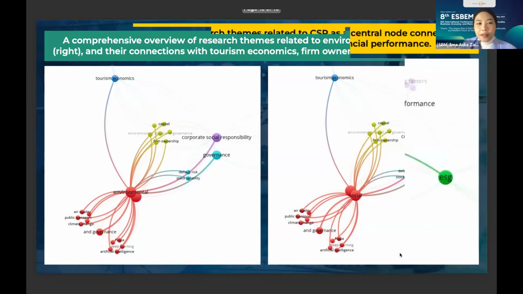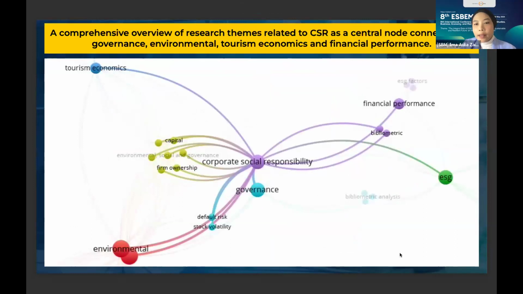Next, please. Okay, so this is a comprehensive overview of research themes related to CSR as a central node that connects governance, environmental, tourism economics, and financial performance. So this illustrates the interconnectedness. As you can see here, CSR is the central theme, shown as the largest and most connected node, and it links to multiple other topics, highlighting its importance and widespread research interest.